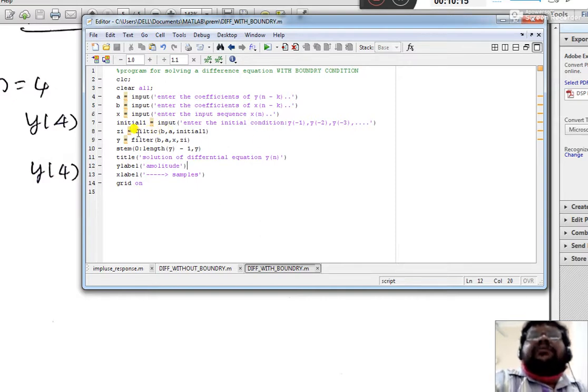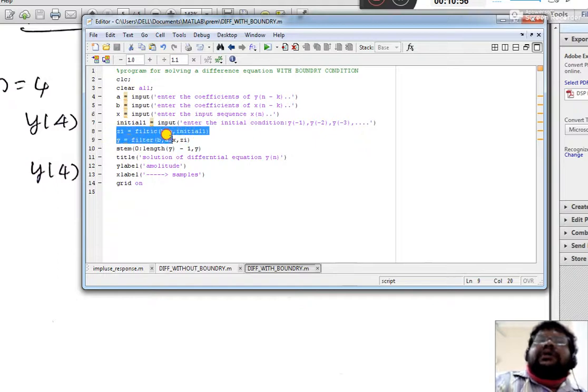The extra is that with respect to the initial conditions we will get some value zi. Here we are using only one statement extra than the previous program, that is the filtic operation, used to find the zi values. This zi value is obtained from the coefficients of x, the coefficients of y and the initial conditions. That value will be applied to the filter. Filter takes the coefficients b, the coefficients a and the sequence x of n, and next I apply the value zi which I have calculated with the initial conditions.